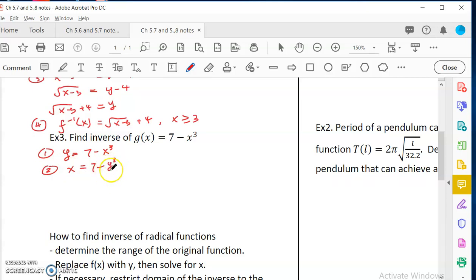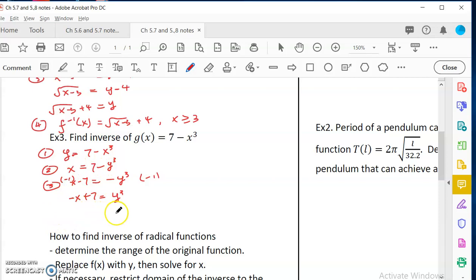I want to solve for y. So I want to get rid of the 7. So x minus 7 equal to negative y cubed. I need to do the cube root, but I don't want anything over there. So I multiply negative 1 on both sides. So it becomes negative x plus 7 equal to y cubed. Basically multiply negative 1, multiply negative 1, right?